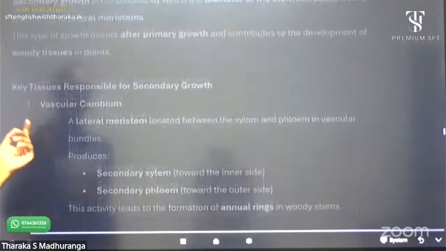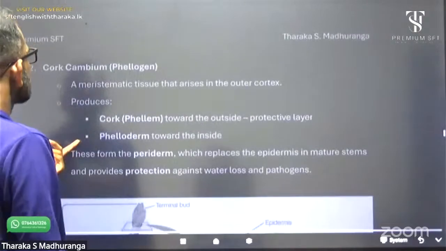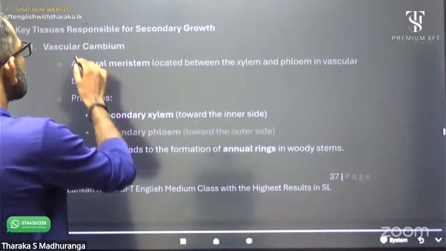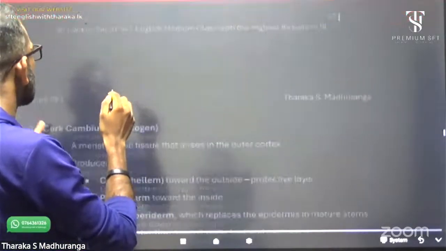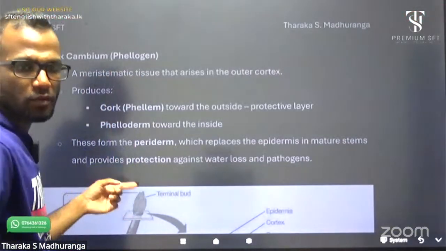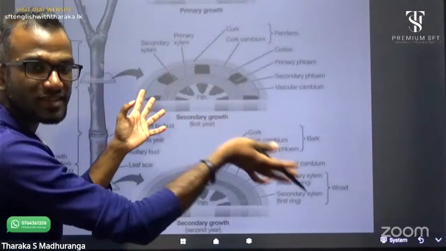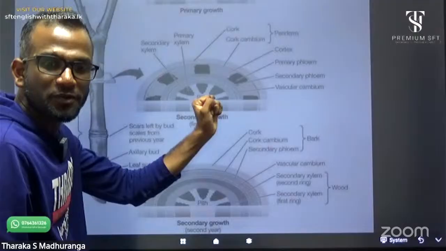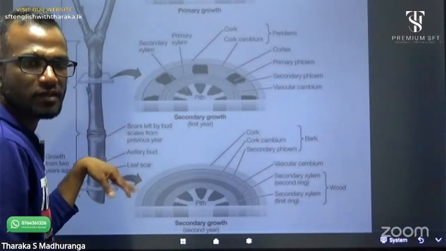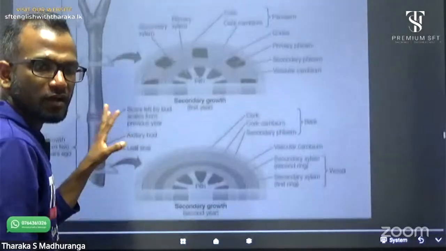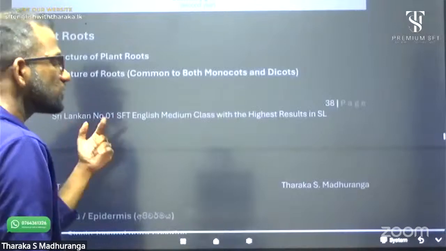In the secondary growth, the main tissues are vascular cambium and cork cambium. The full story of it is very complex, so go to my diagrams. The syllabus gives this diagram. Secondary growth increases the thickness. Let's move into plant root.